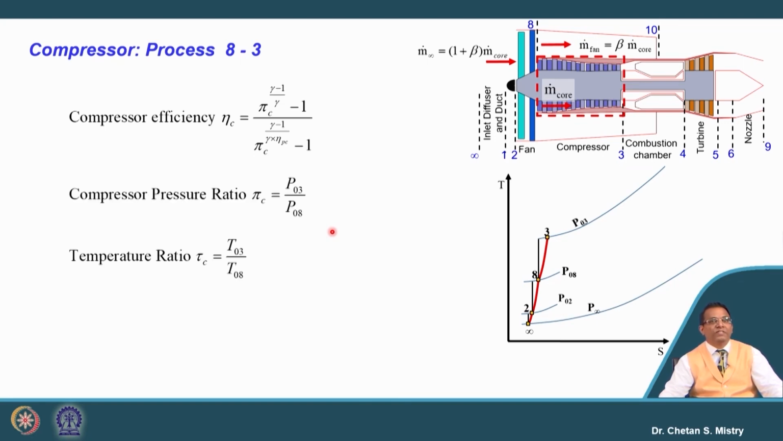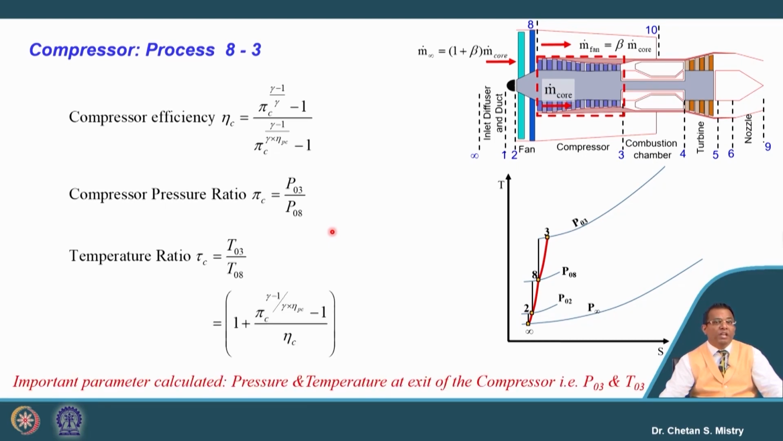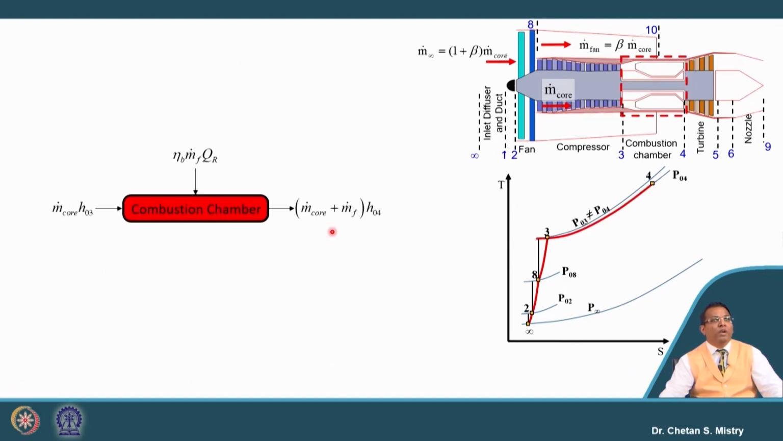We can say this is representing our compressor pressure ratio, temperature ratio, and based on that we can calculate what will be our exit pressure, what will be our exit temperature from the compressor. Okay. Now, next component what we have is our combustion chamber. This combustion chamber with the control volume, we can say my energy which is entering inside is m dot core H03. Be careful, the mass flow rate which is entering inside my core engine is m dot core. It is not m infinity.